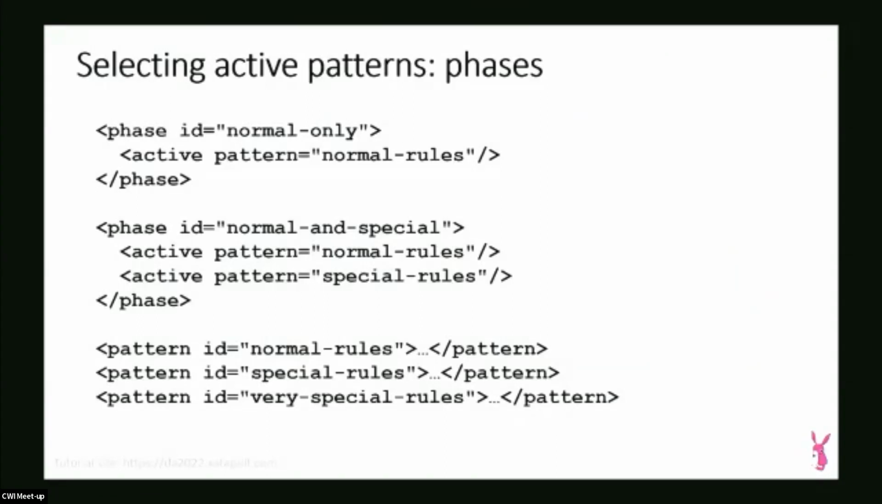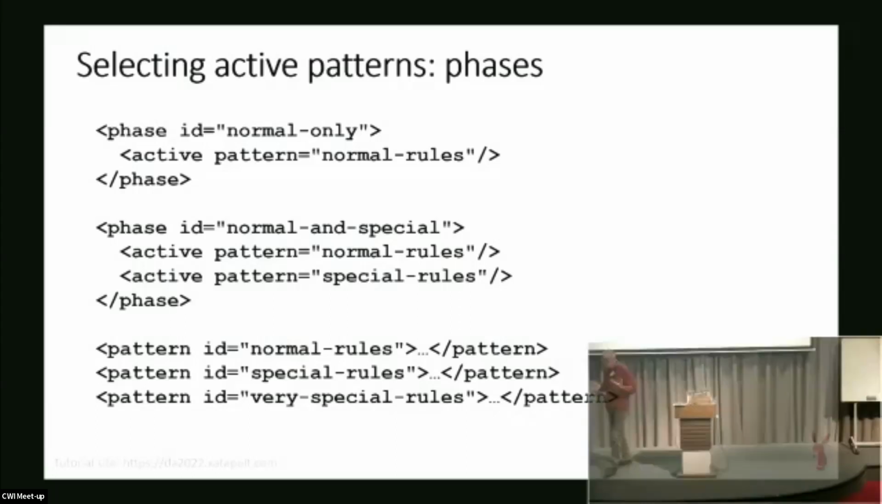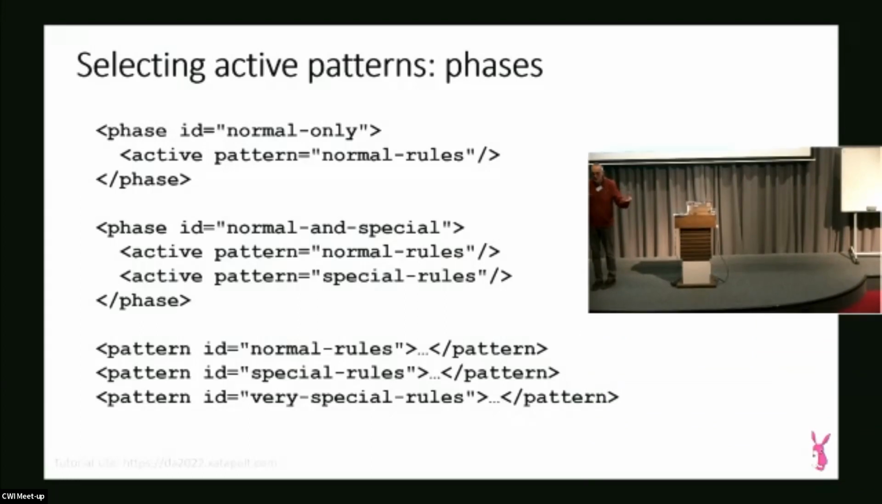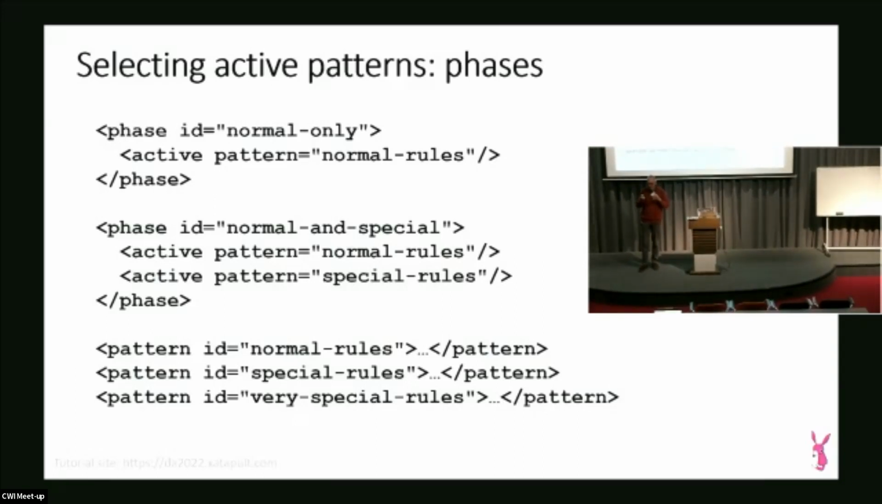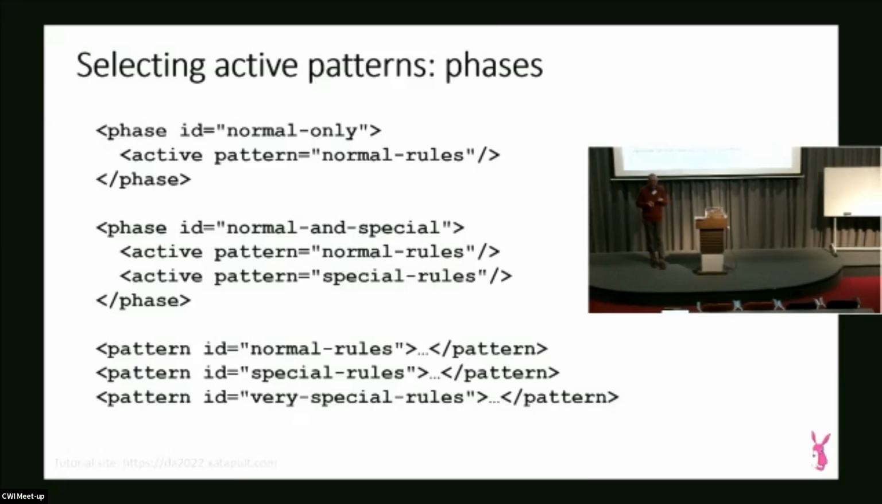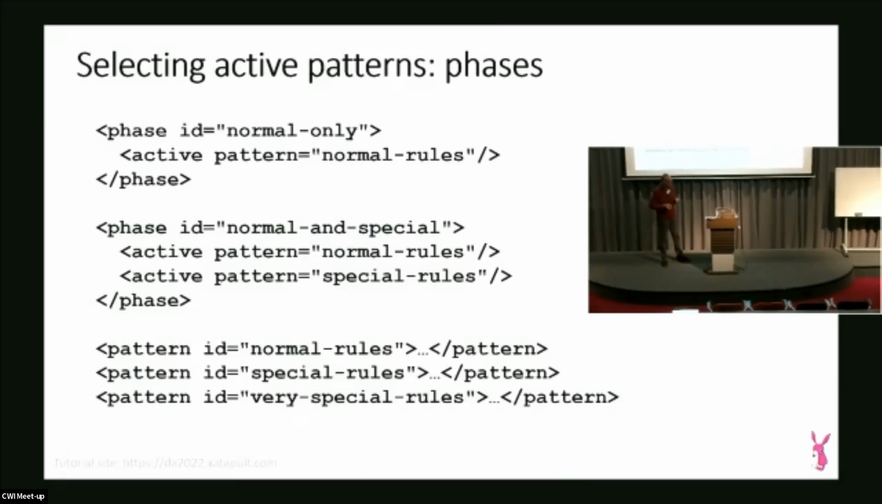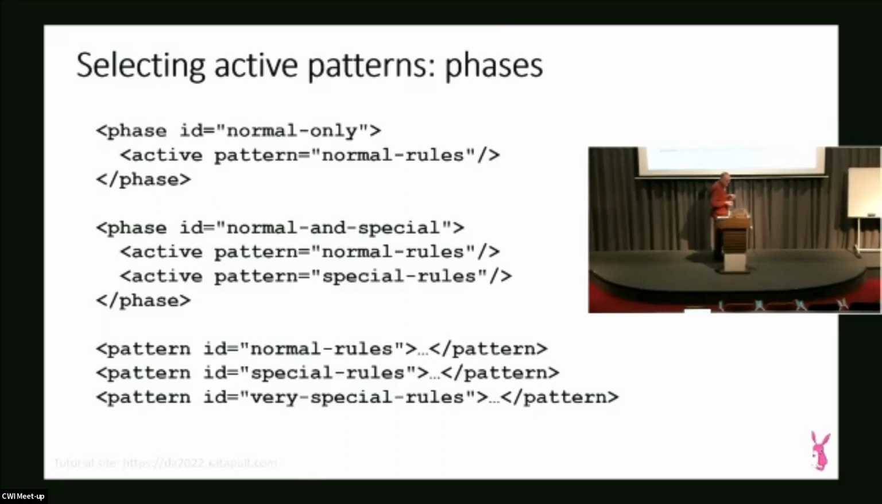Maybe there are situations where you do not want to have every pattern in your Schematron schema active, because in some cases you have rules that only apply to a specific situation or apply in a later stage of your input documents. So there is a mechanism in Schematron in which you can say, I only want these patterns to get active. And that mechanism is called phases. What's in the name? And you do it like this.